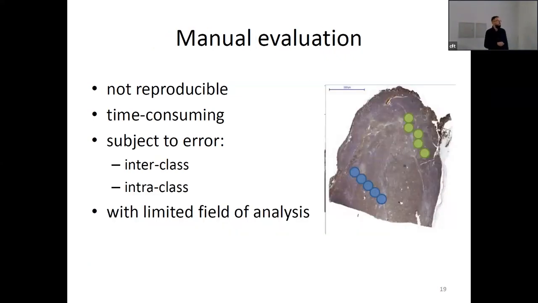Also, the manual evaluation is very subject to error and really time consuming. For typical healthy tissue, it could take a very small amount of time, like 10 seconds. But for a quite problematic sample, or one that really should be quantified, it can take a lot longer, for example 5 or 10 minutes for one sample. Also, this is very limited in the field of analysis. Here you can see an example of the fields that the pathologist can see looking through the sample. As you can see, there is a lot of sample that is left unseen in the biomagnification. So the main idea is that the manual evaluation is non-reproducible.